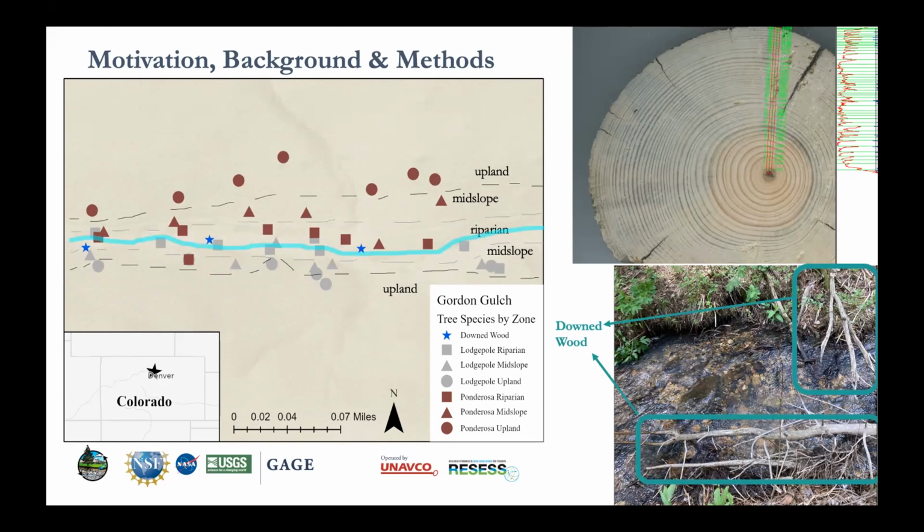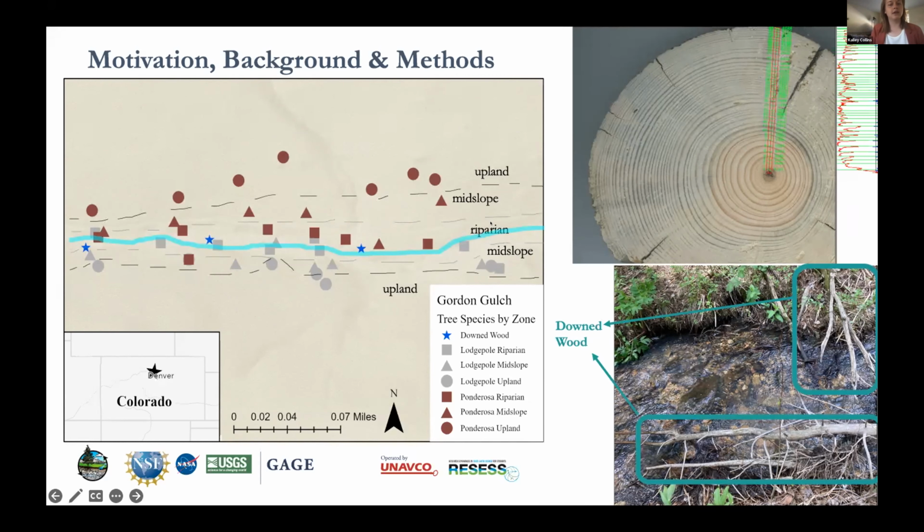So the goal of this study was to see if we can source the location and species of the downed wood by using tree ring widths. So to do this study, we first selected two species of tree, which is the ponderosa pine and then the lodgepole pine. And then we divided the area into three zones.